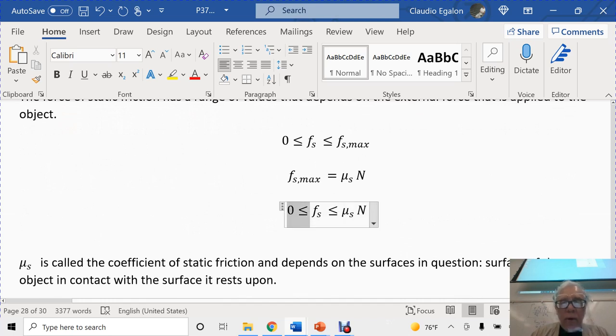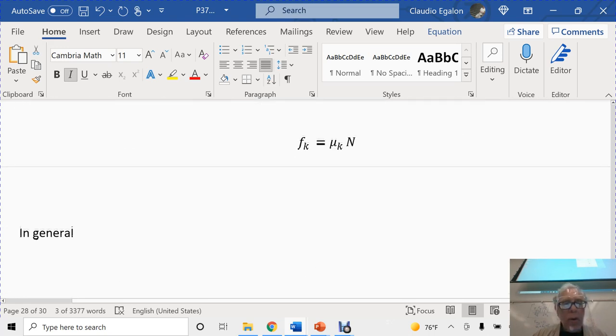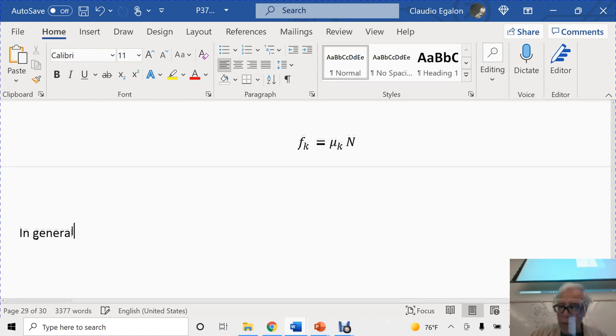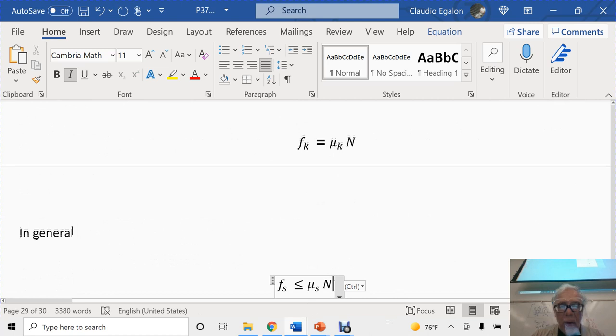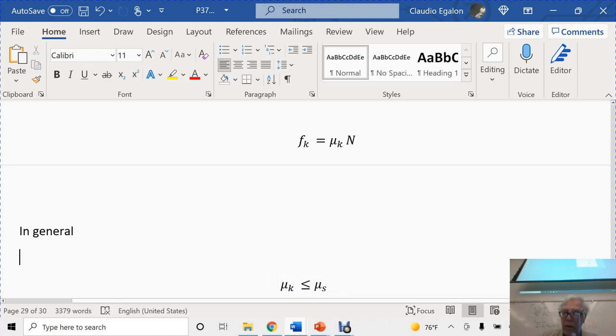In general, mu sub k, let's see here. I'm gonna use this equation here. No, I'm gonna use this one here. In general, mu sub s is gonna be greater or equal than mu sub k. As before, mu sub k depends on the surfaces that are in contact with one another.